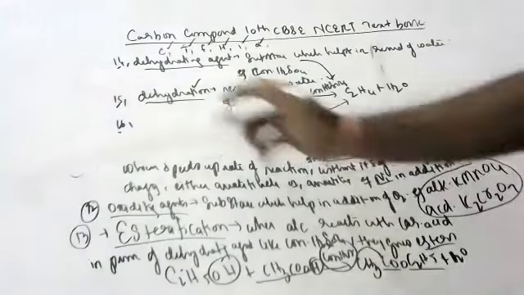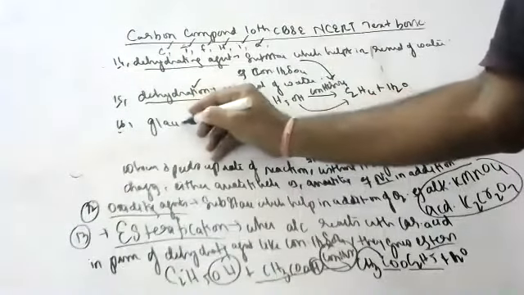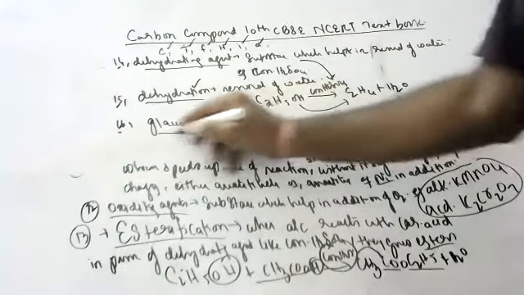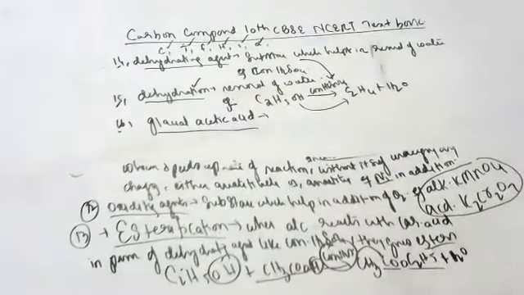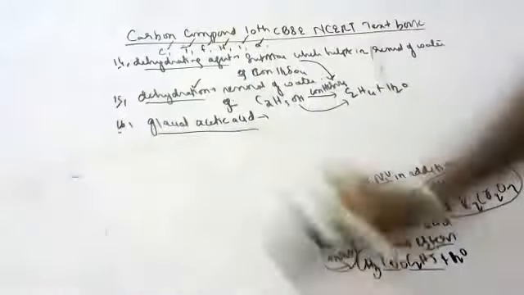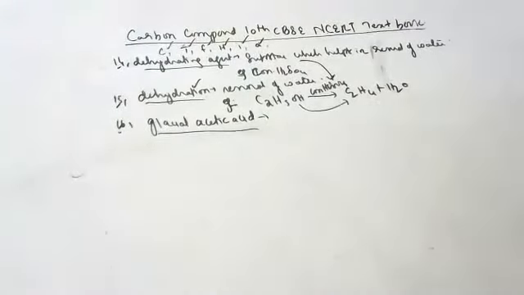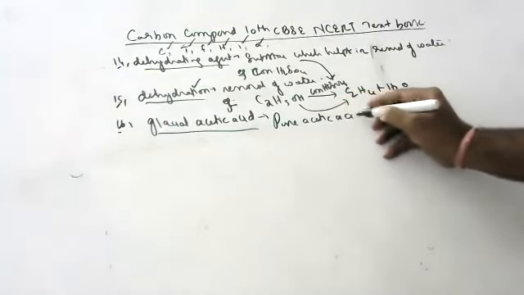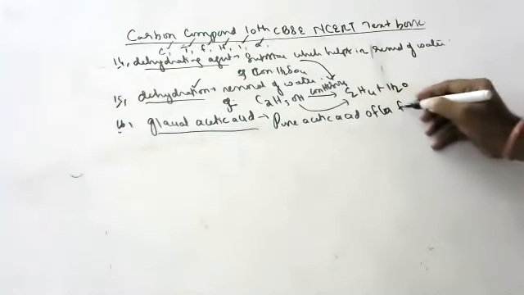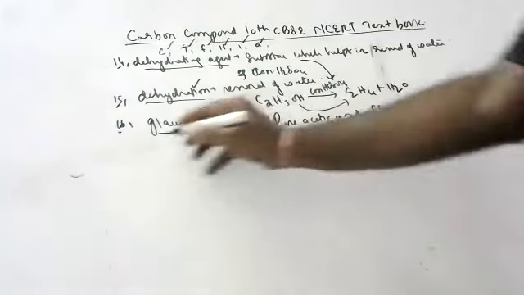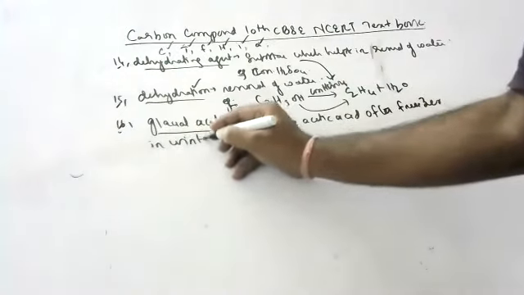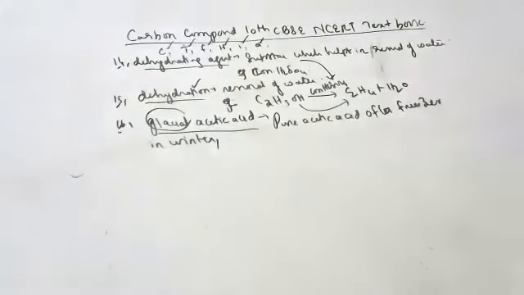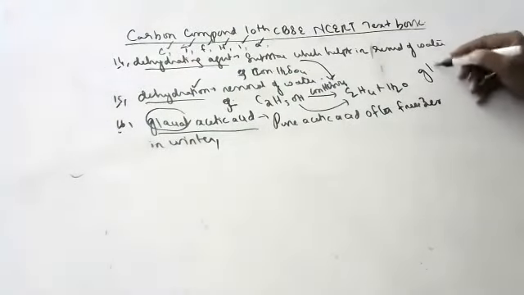Next, what is glacial acetic acid? Yes, children, anyone? Pure acetic acid. Pure acetic acid often freezes in winter because it looks like a glacier. That's why it's called glacial acetic acid, because it looks like a glacier, children.